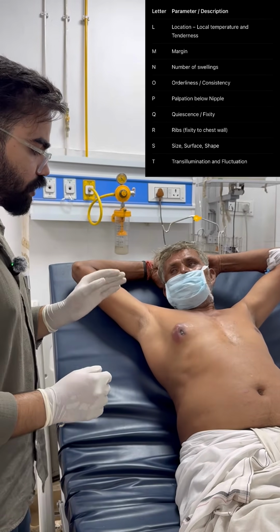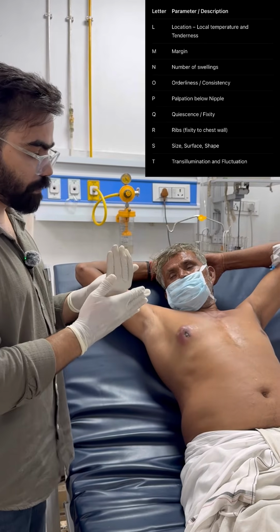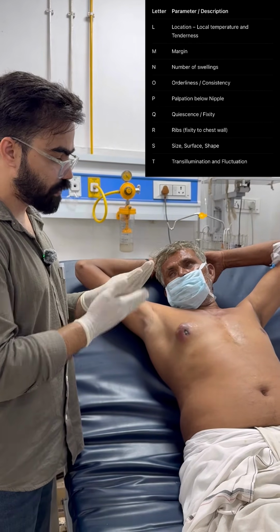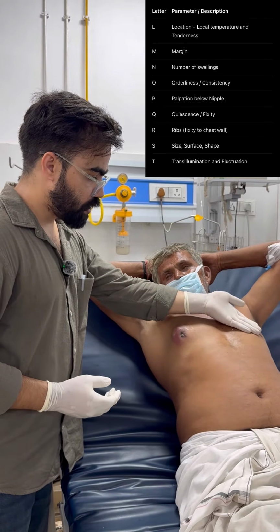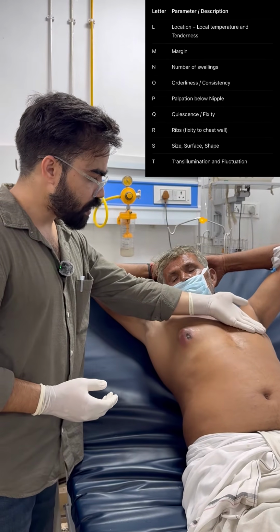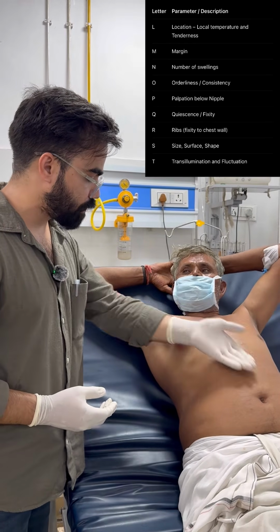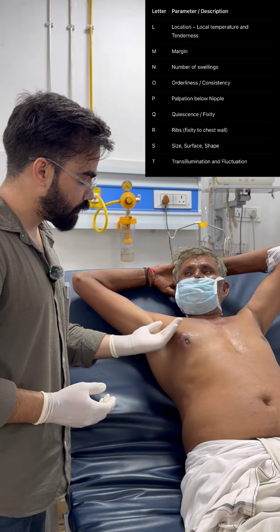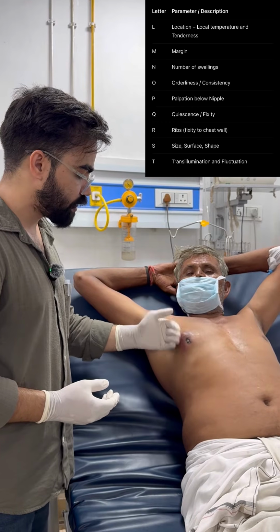After location, we need to check the local temperature. For local temperature, we will be palpating the abnormal side. We will be taking the normal body temperature with the back of our hand. This is more sensitive to temperature. Here I am using gloves, but preferably we need to do it with bare hands. After examining the normal side, we then need to take the temperature of the pathological side. Now here, in fact, even after wearing gloves, I could feel that the temperature of the swelling is raised.